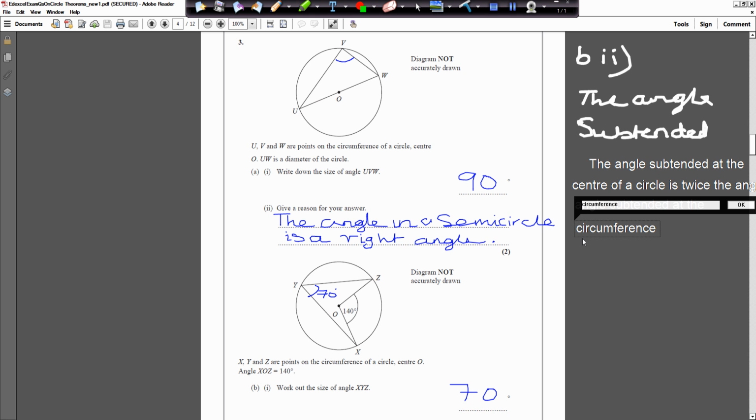Okay, so we tried doing up here, it was a bit of a mess. So it said the angle subtended at the center of a circle is twice the angle subtended at the circumference. That's done. That's the explanation for that question, part 3. We're going to go on to question 4 now.